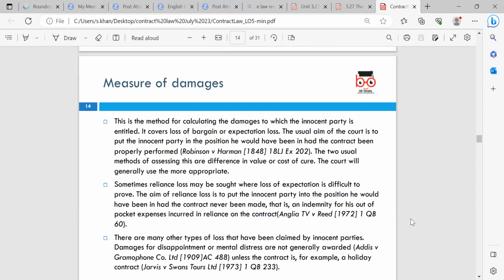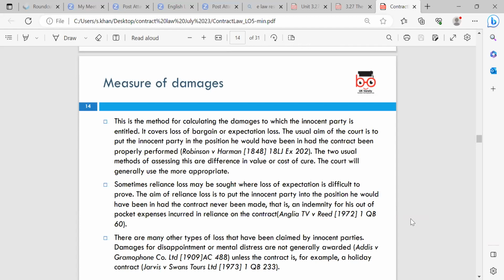And the case in regards to that was the case of Robinson and Harman 1848, which I'll go through the facts and the issues in this case. So the facts in Harman and Robinson 1848: Harman wrote to Robinson offering him a 21-year lease of a dwelling house in Croydon.